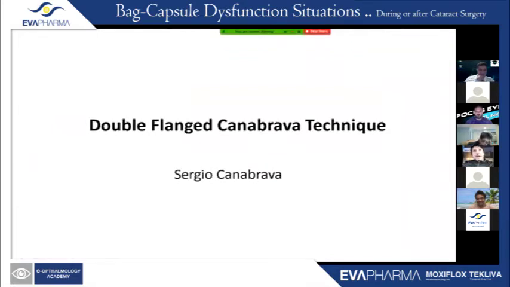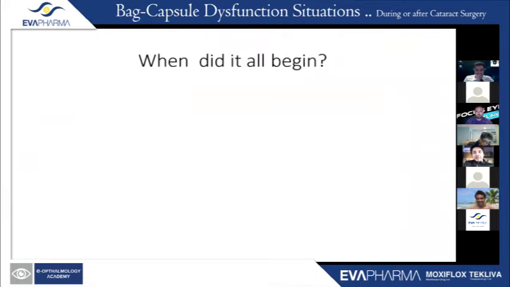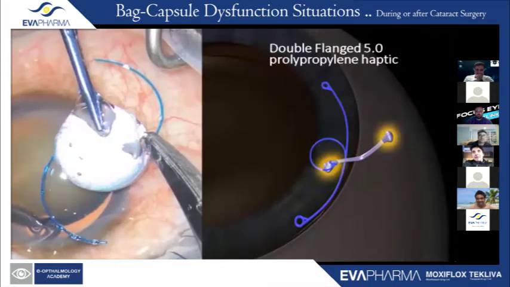Today I will not talk about four-flanged, I will talk about double-flanged, and I will do a quick review about the technique. Here is my disclosure about this technique, and a quick historical review. I had the idea in 2016 after seeing the flange of Yamane. And why did you have this idea, Sergio? Because in Brazil, you don't have Gore-Tex. Gore-Tex is not allowed here in Brazil. Then I had only 10-0 polypropylene suture and its photodegradation.